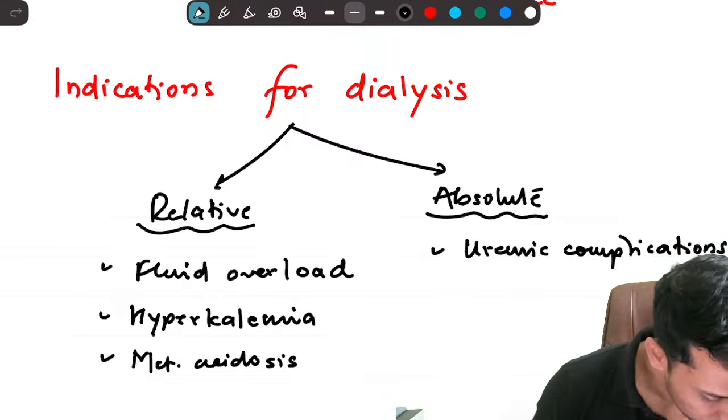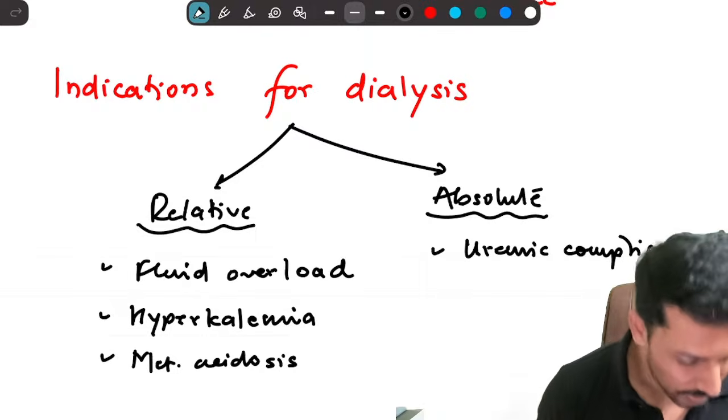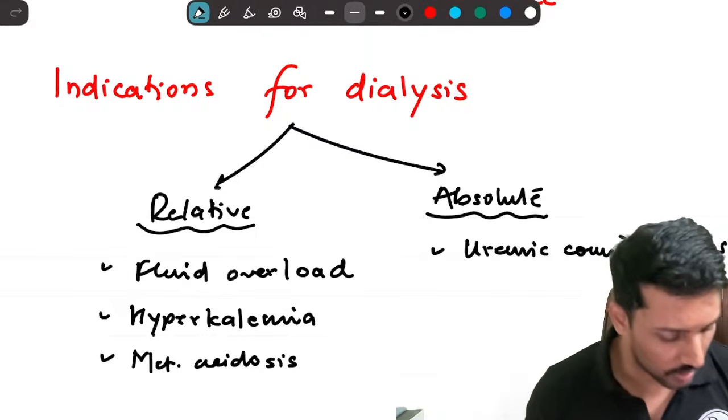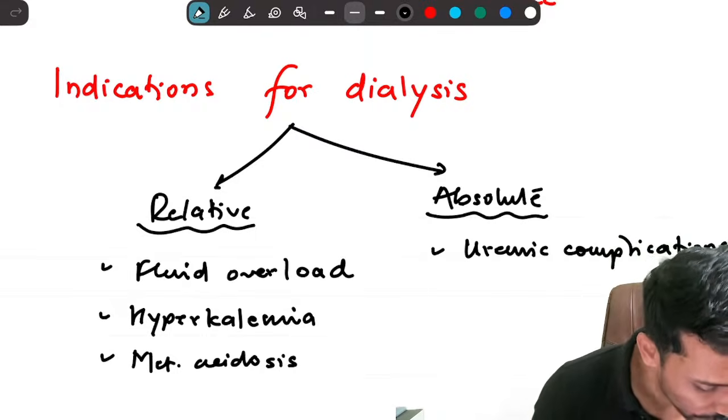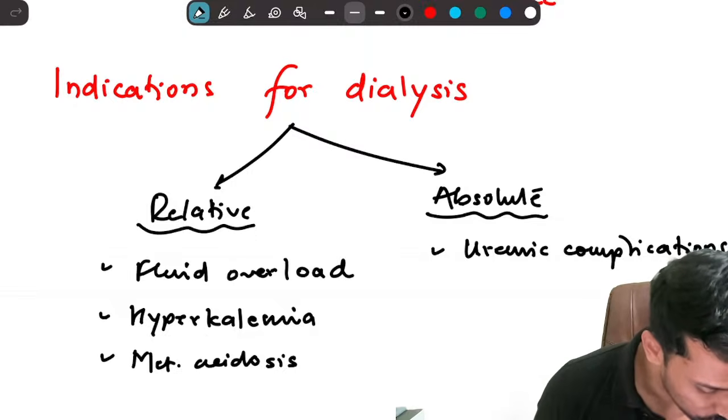Okay. Yeah, so this is the mechanism for the glomerular dysfunction when we have acute tubular necrosis.